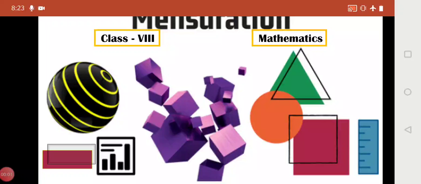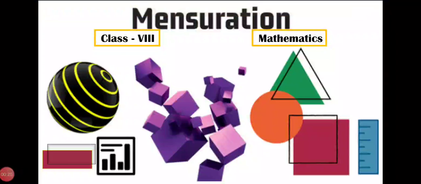Good morning. Today we will solve exercise 11.2 of chapter 11, that is mensuration. In lecture 1 of this chapter, we have learned the derivation of formulas for finding out the areas of trapezium, rhombus and general quadrilateral. So, in exercise 11.2, we will apply these formulas.